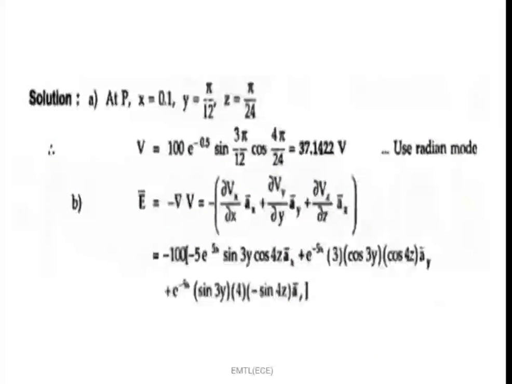So, this is the problem based on boundary condition between conductor and free space. At P, the coordinates x, y, z are: the x value is 0.1, the y value is pi by 2, and the z value is pi by 24.